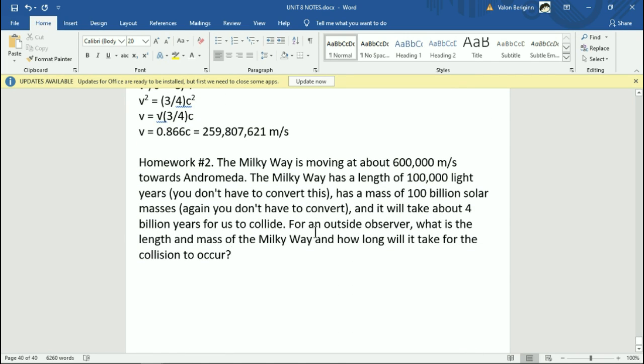Alright, so second question now. We have the Milky Way moving 600,000 meters per second towards Andromeda. And then there's the lengths and the mass and the time. From an outside observer, what are all these things? The first thing we have to do is find the Lorentz factor given our speed of 600,000.